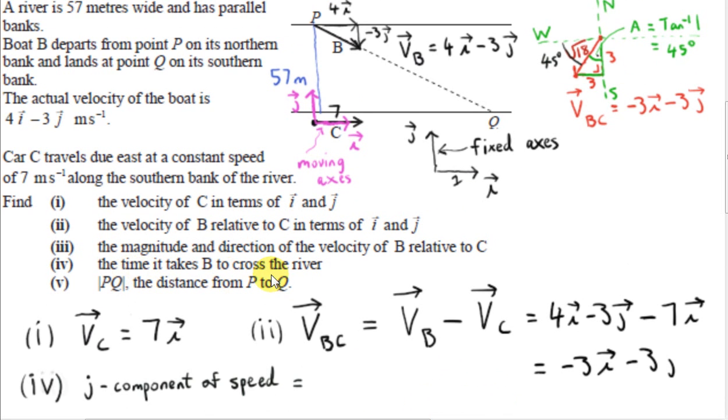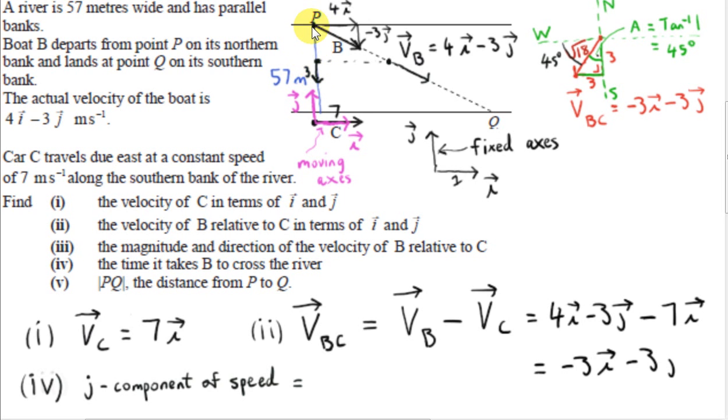Next, we want the time it takes B to cross the river. Now, the quickest way to do this is to consider the vertical component of B's velocity. B starts at point P and it heads towards Q. So let's suppose B is at this position. Well, let's consider the projection of B's position onto the vertical. As we saw before, the vertical component of VB has magnitude 3. So the speed of the projection is 3 meters per second.